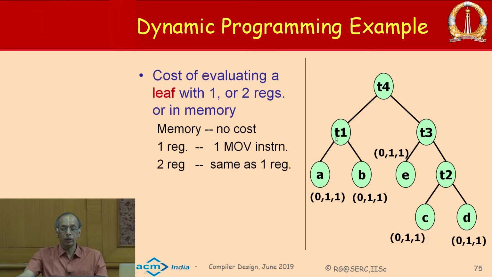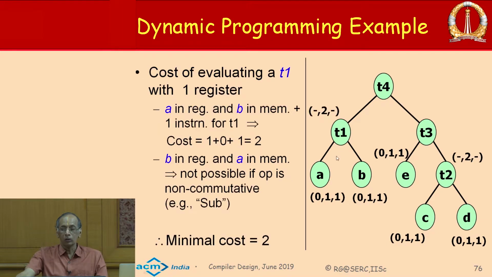Now let us see how we compute the cost for T1. The cost for generating code for T1 using one register, we will do that first. If you want to compute the code using one register, one possibility is that you give one register for T1, and no register for B. Remember that the right operand can be memory, left operand has to be a register.